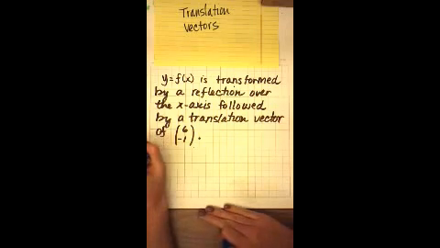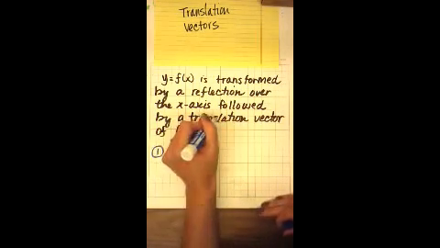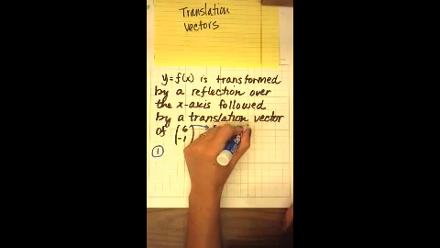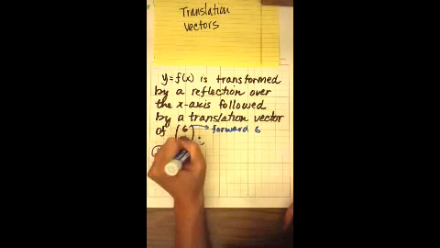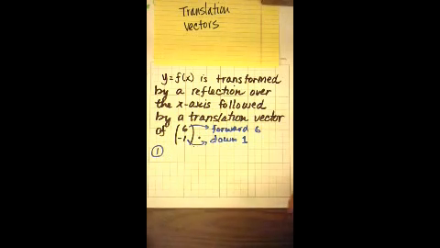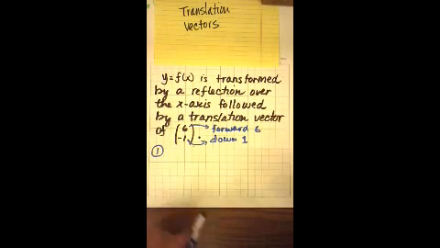Alright, so for the first part here, let's write this down. This is forward 6 and down 1. We don't have a specific function, we just have y equals f of x.